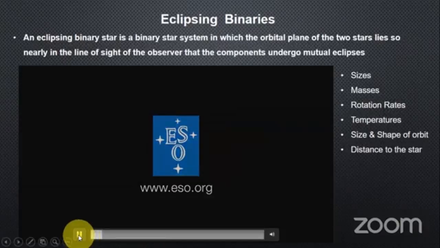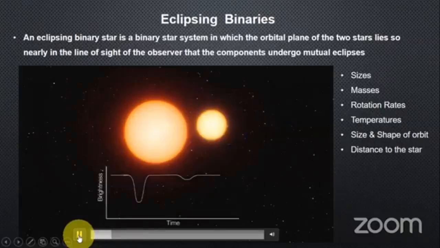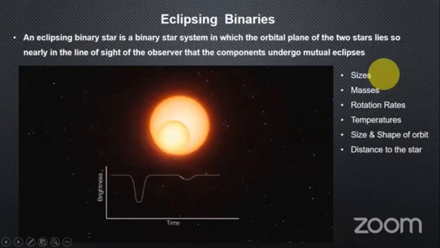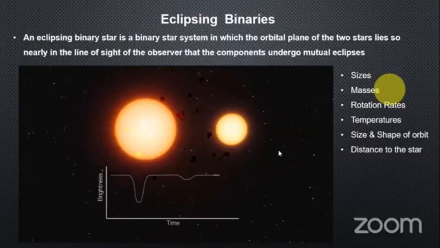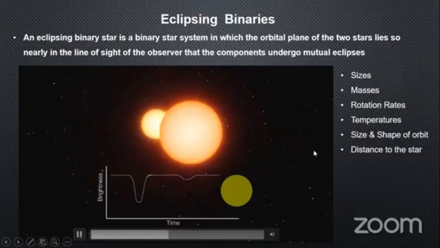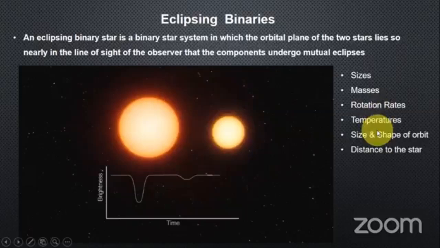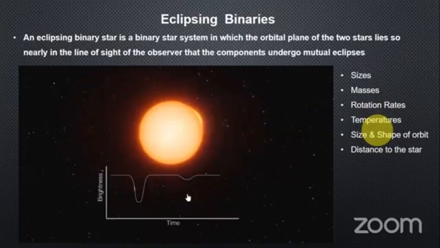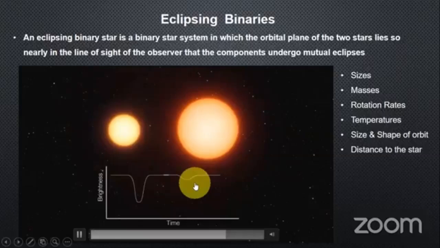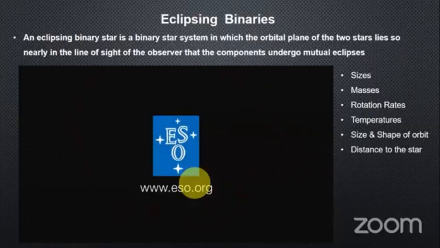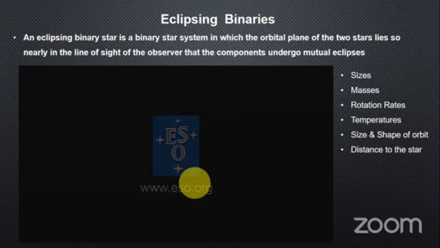Now, these eclipsing binaries are very important in astronomy because we can use them to determine the sizes of these double stars. We can also measure the masses just from this light curve. We can also use it to determine the rotation rate of the binary system, the temperatures, the sizes and shapes of the orbit, and the distance to the star system, just from this light curve alone. So eclipsing binaries are very important. Not all stars are eclipsing binaries, okay? This is just the ones that are eclipsing with respect to our line of sight.